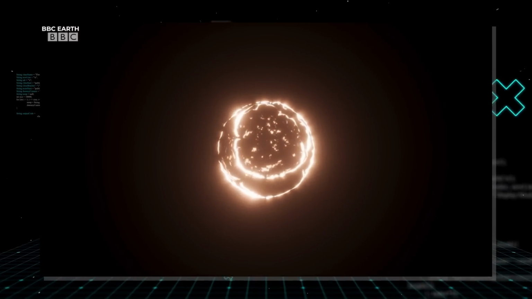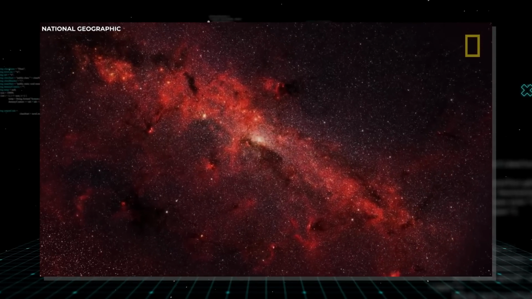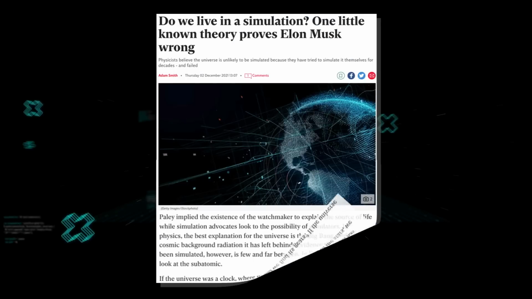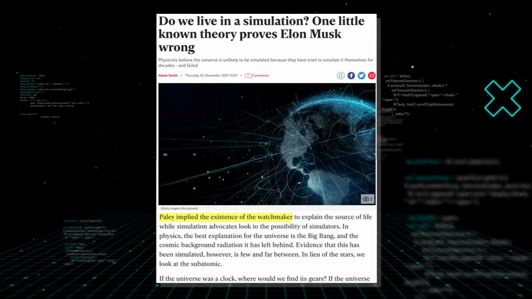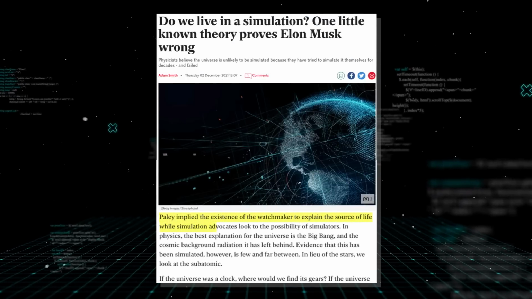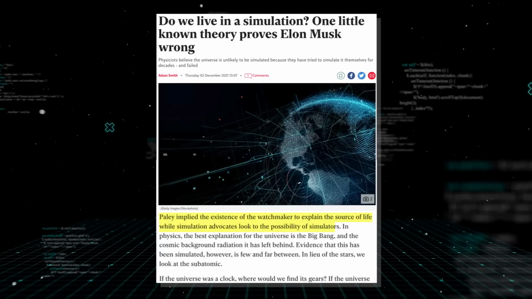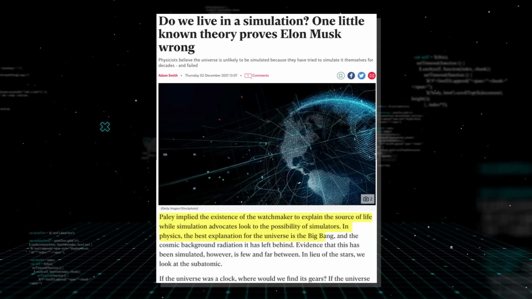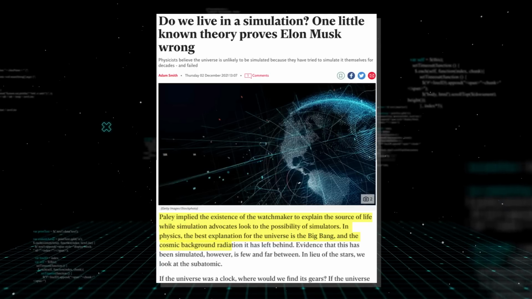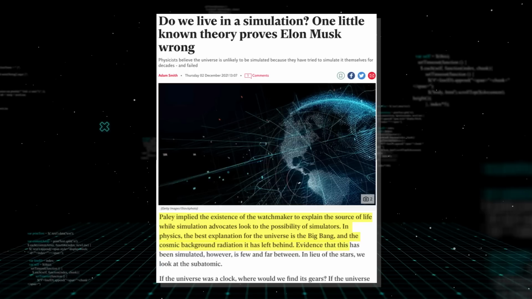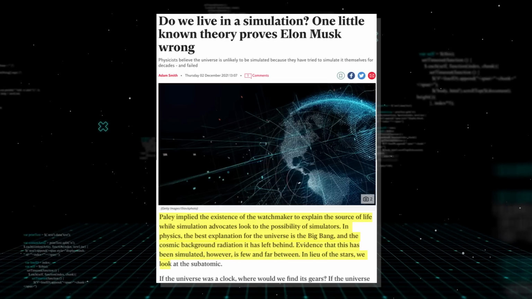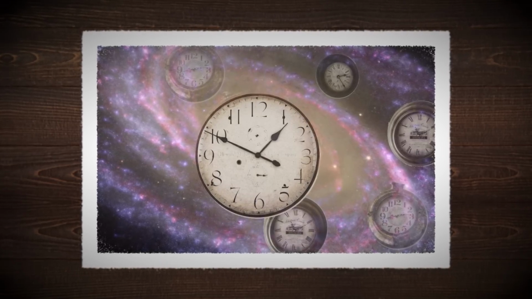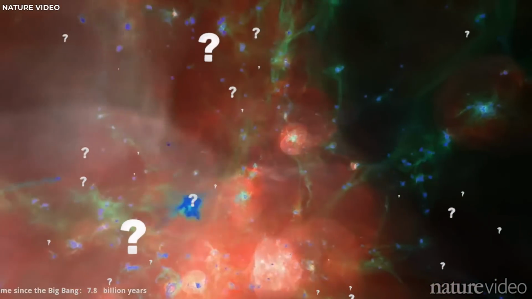Scientists have spent many years trying to comprehend the origins of the cosmos, either by examining the extremely huge or the very small. Paley inferred the existence of the watchmaker to explain the origin of life, whereas simulation proponents consider the possibility of simulators. The Big Bang and the cosmic background radiation it left behind are the best explanations for the universe in physics. However, evidence that this has been mimicked is scarce. We glance at the subatomic instead of the stars. So where would we find the gears of the cosmos if it were a clock? Where would we look for pixels if the cosmos were a simulation?